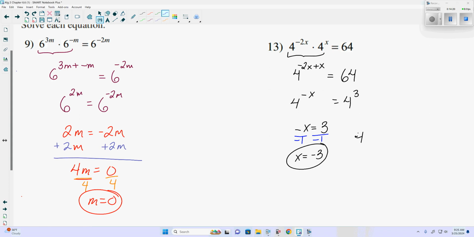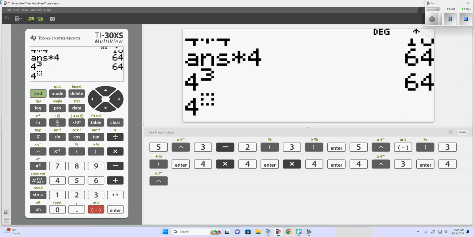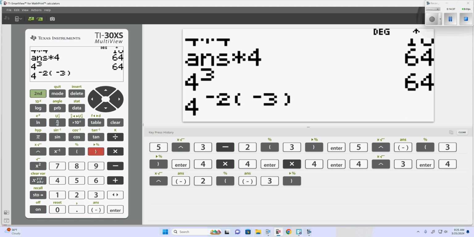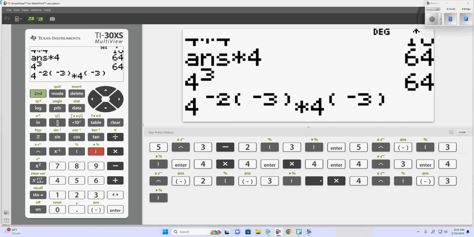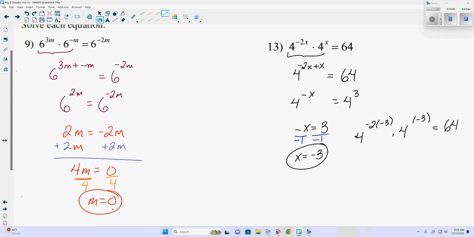So what we're saying is that 4 to the negative 2 times negative 3 times 4 to the negative 3 should give us 64. 4 to the negative 2 times negative 3 times 4 to the negative 3 is indeed 64. Questions on these so far?